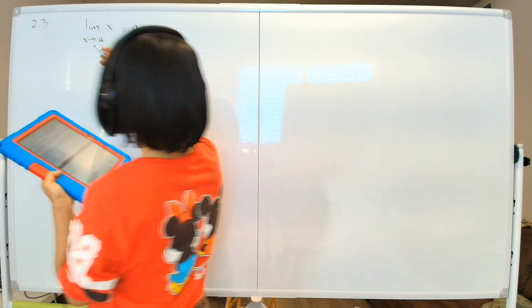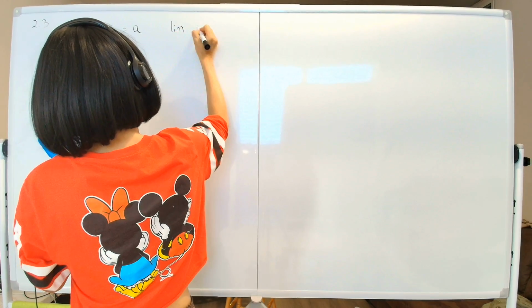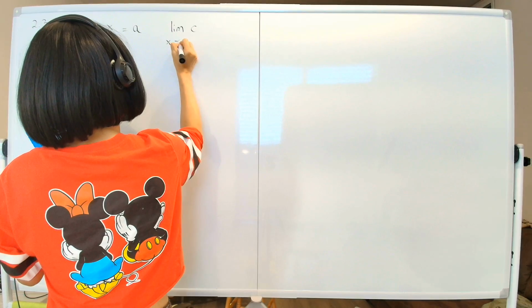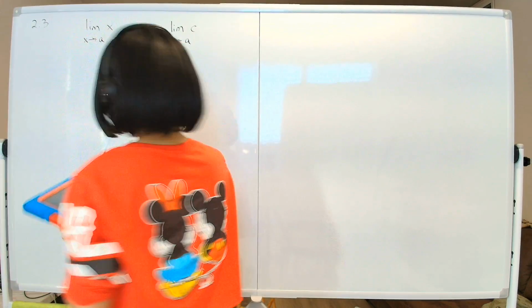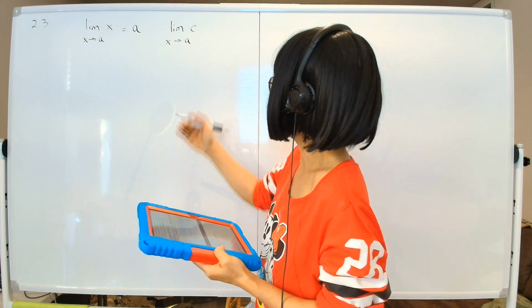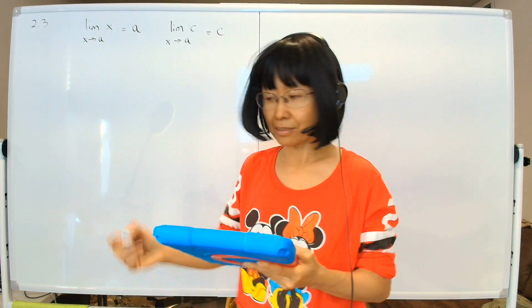And even more obvious is the next one, which says if you have a constant, the limit of a constant that's just standing there as x approaches a, we already said is the constant. It doesn't care what x does. It's staying as c, the constant. So as x approaches a, the limit is just c.